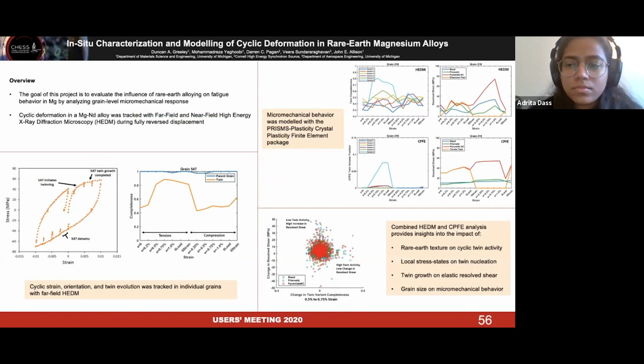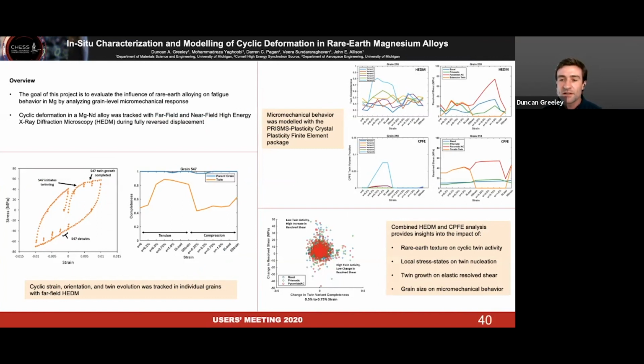Hi everyone, my poster covers in situ characterization and modeling of cyclic deformation in rare earth magnesium alloys. The goal of the study is to analyze and predict the micromechanical response during low cycle fatigue, utilizing near field and far field high energy X-ray diffraction microscopy and crystal plasticity finite element analysis.